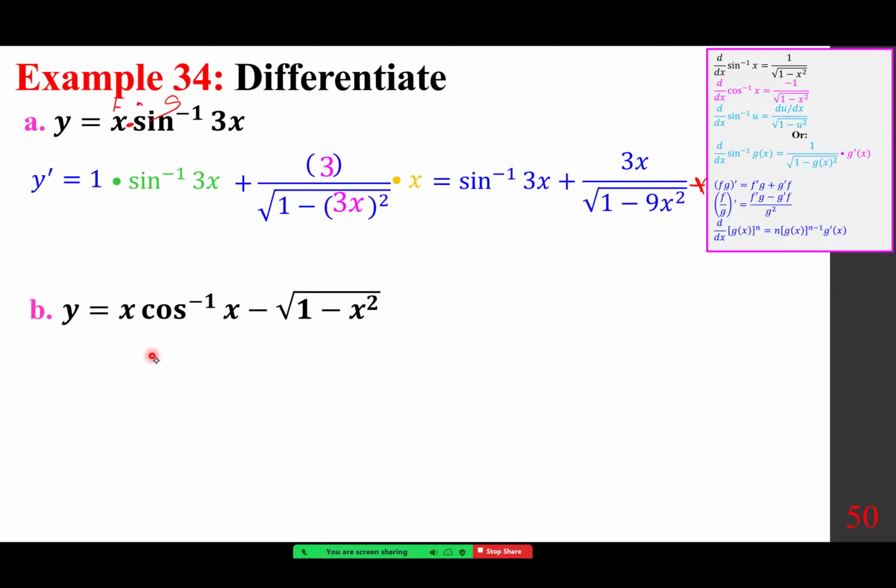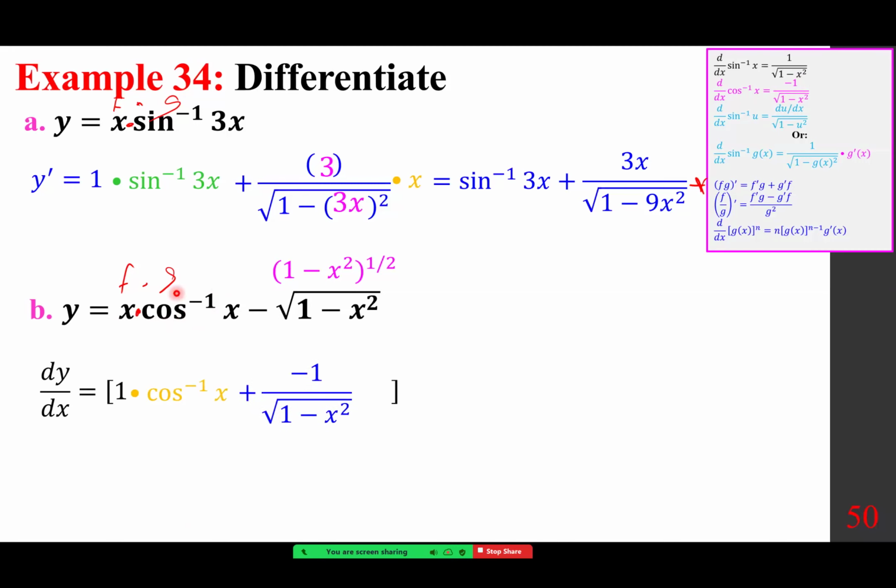I'm going to differentiate this. I'm going to put a raised dot in between. So this is a product rule, f times g. So f prime is 1. By the way, this is 1 minus x squared to the power of 1/2. We need that. So 1 times cosine inverse of x plus cosine inverse of x's derivative, which is minus 1 over the square root of 1 minus x squared, times x.